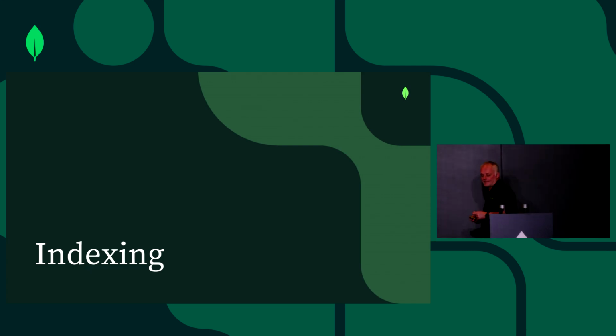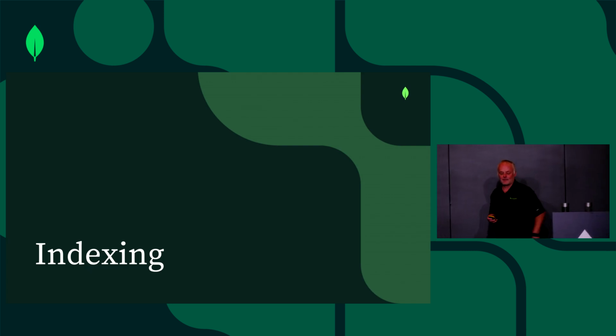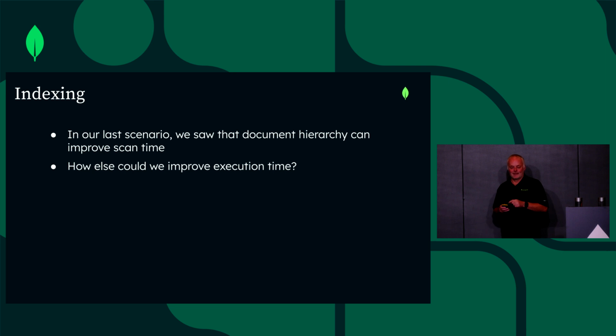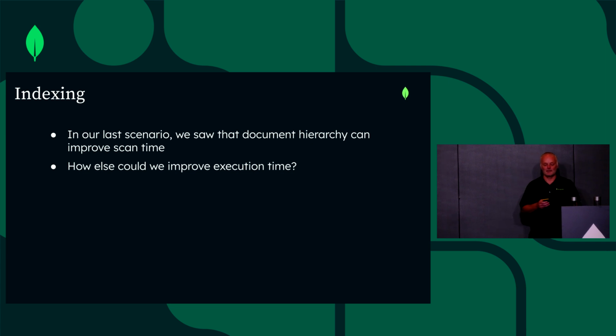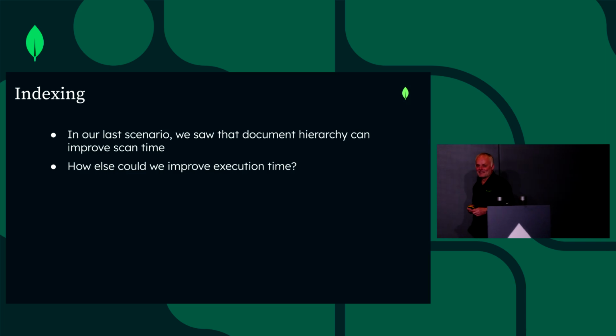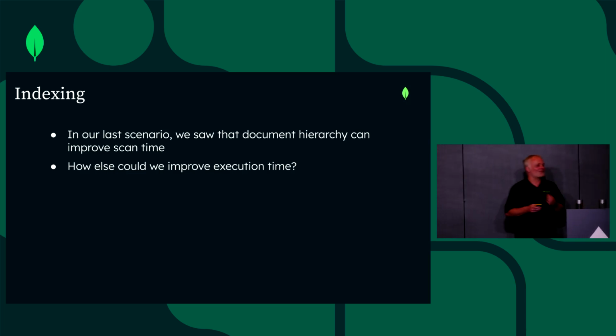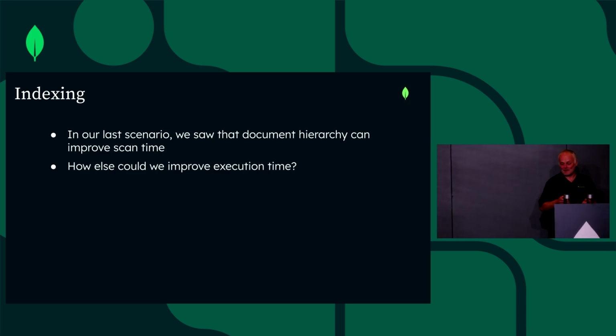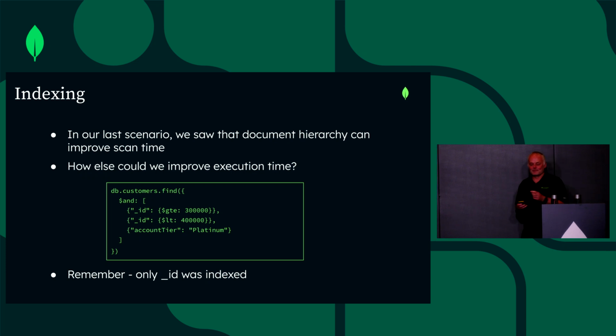Okay, the next question is going to be pretty easy. So in our last scenario, we saw that document hierarchy can improve scan time. How else could we improve execution time? Anyone want a hint? There's been no hints here. I didn't write these slides, by the way. Okay, so indexing.